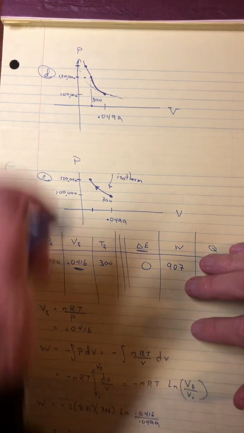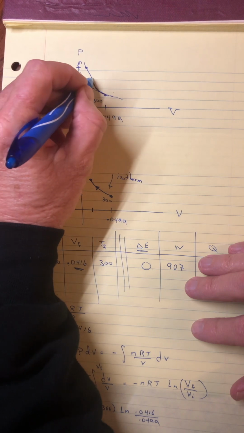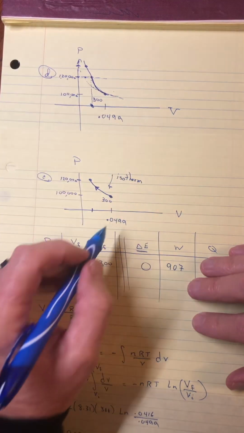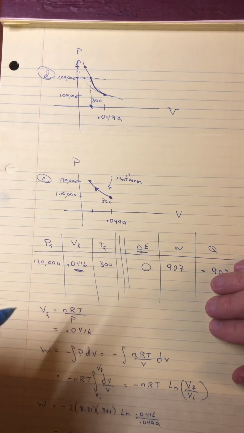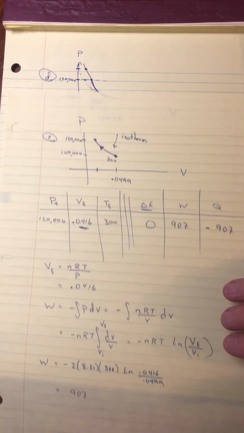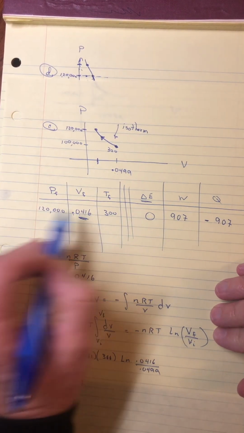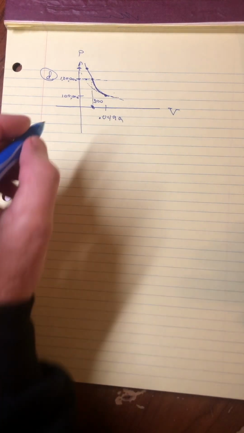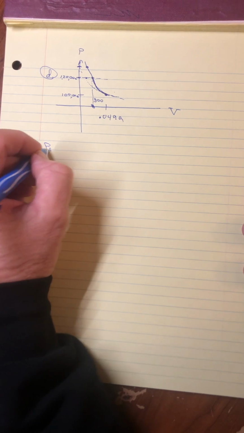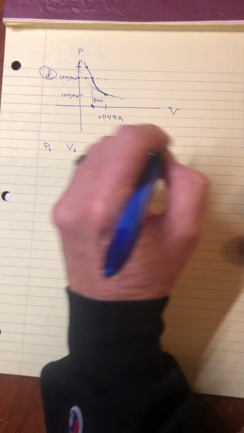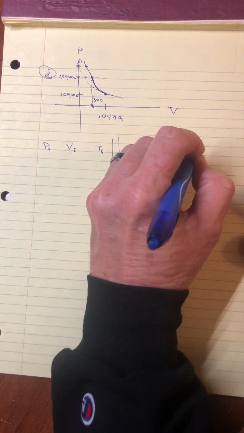We're going to go to the same pressure. So by the time we cross this horizontal line of 120 kilopascals, we would have a bigger volume than the, I guess I didn't put it on here, but it should be right here, 0.0416. All right, but same idea. There is a final pressure, a final volume, and a final temperature. And then there is a delta E, and then a W, and then a Q.